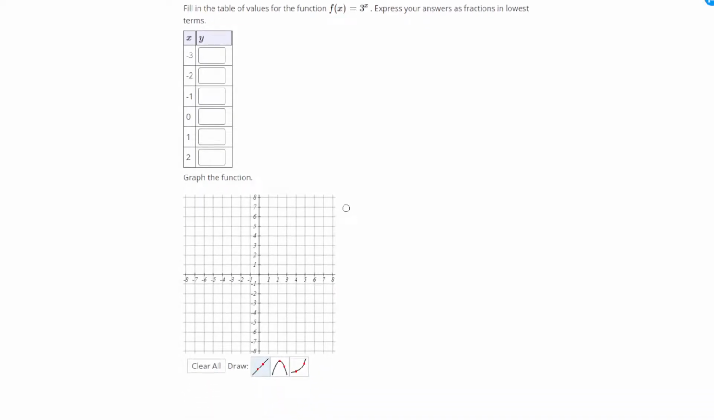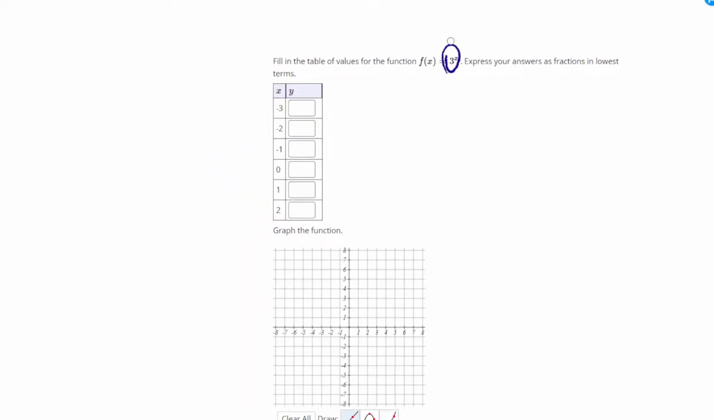Now we're talking about graphing. So let's fill in this box first. We have 3^x. We don't have an initial multiplication value. Initial value, that's what they say. My bad.